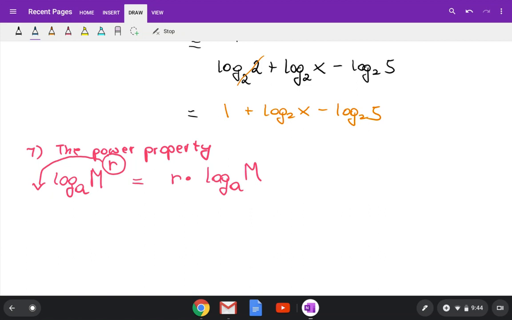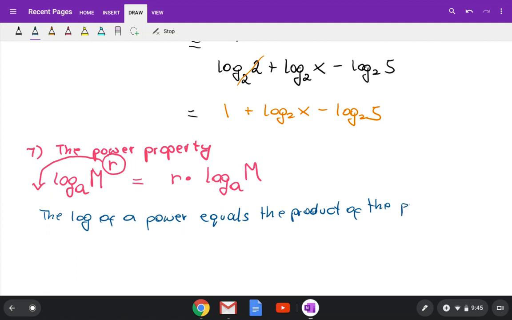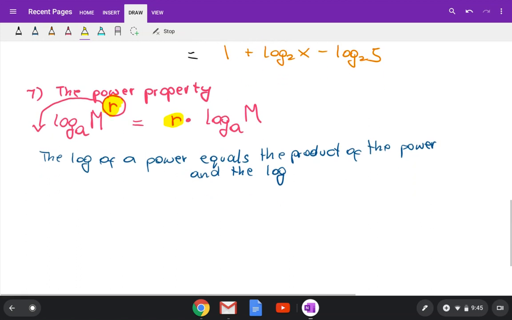So let me just write: the log of a power equals the product of the power and the log. Like you see, you have a power and we can move that power right here in front of log. So this is the power property.